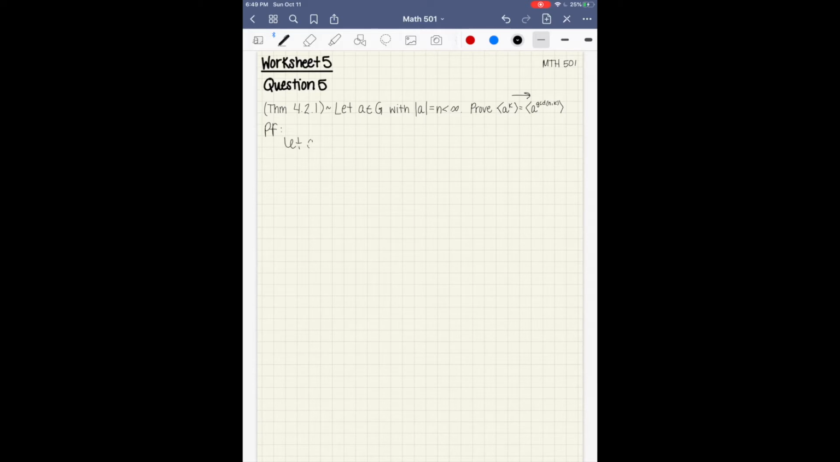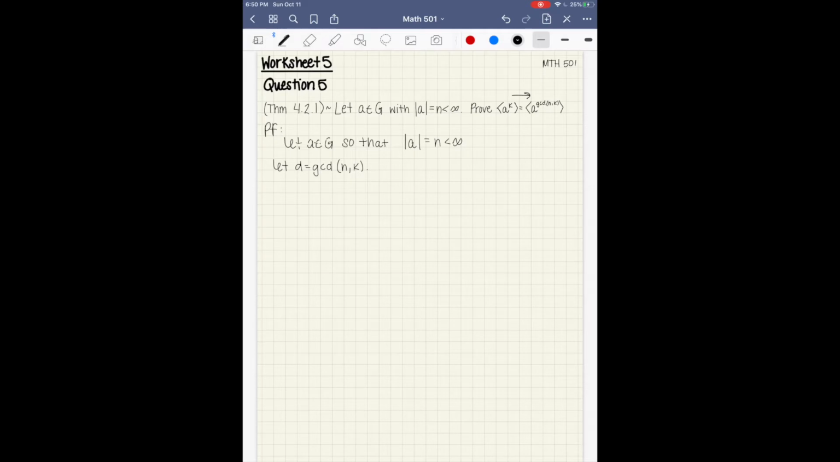For the proof, we have to let a be an element of G so that the order of element a is finite, so it's not infinite. Just to make our lives easier, I'm going to set the GCD, the greatest common divisor, equal to d, d for divisor, just so I don't have to keep on writing that.